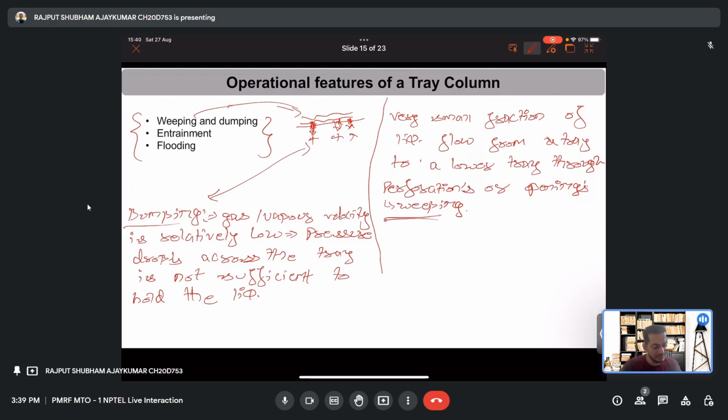And the third one is flooding. There are different variant terms of flooding also. Flooding of the column happens if the gas pressure is very high, or the spray internal flooding.